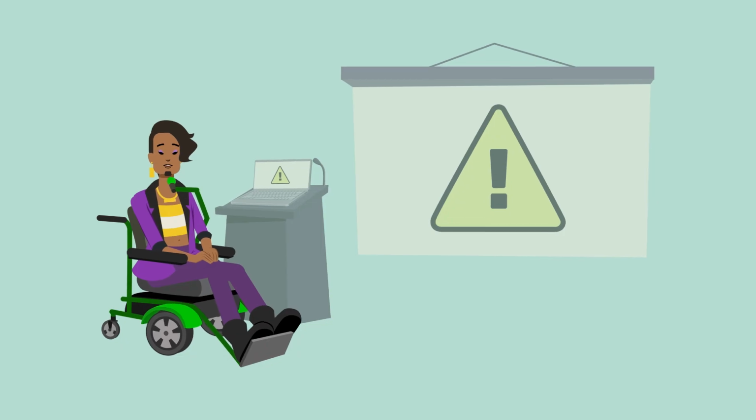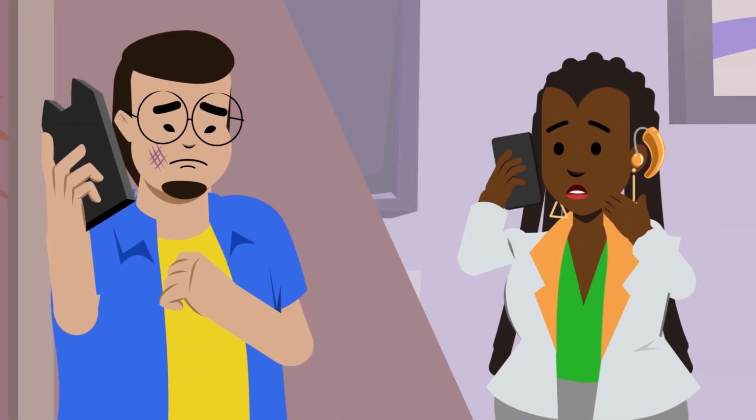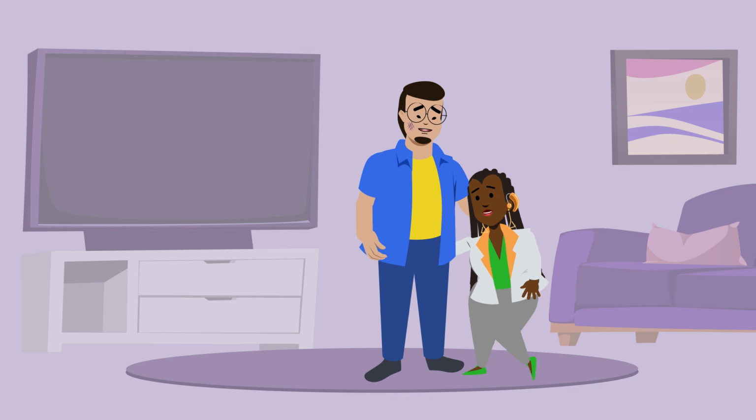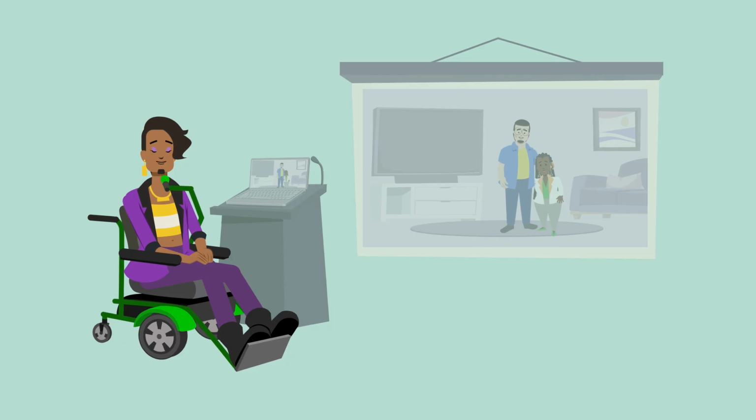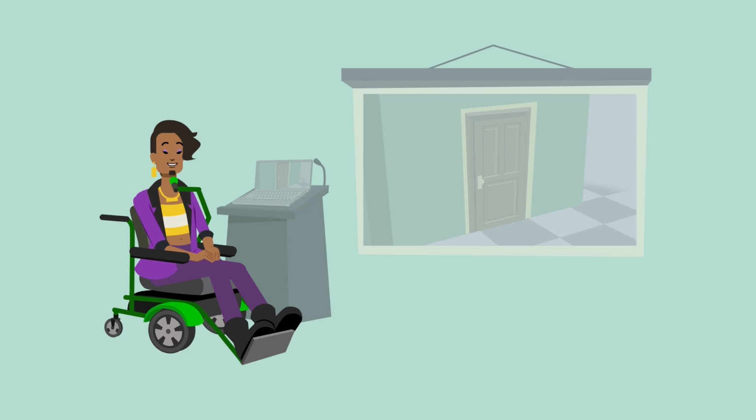The first and most important step is to make sure you are safe. If you are being hurt or are in danger, tell someone who can take action right away and get you to safety. If it's not an emergency, here's how you can get started with self-advocacy.